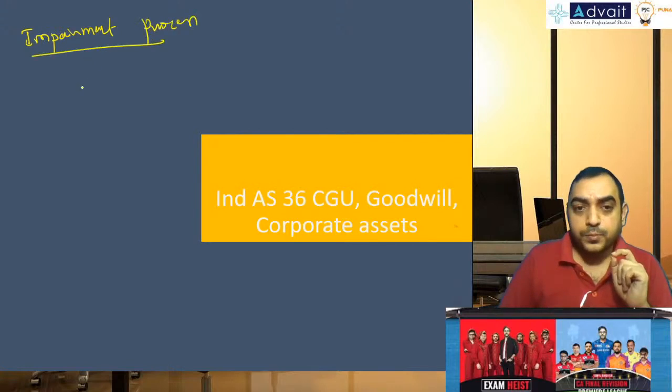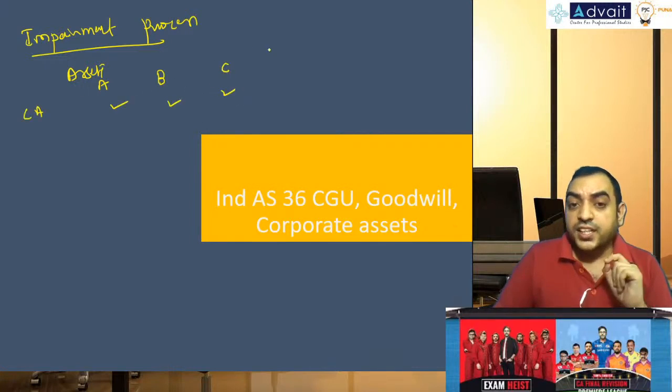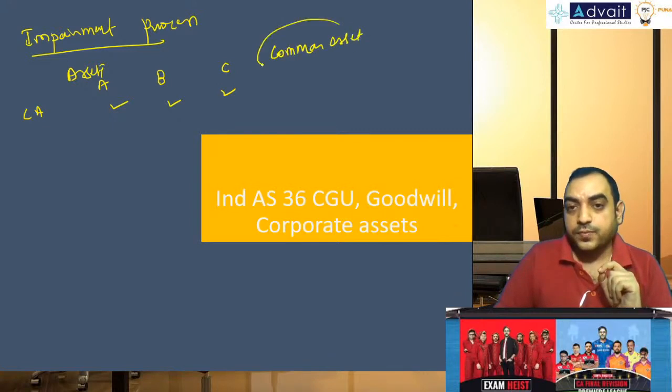Impairment process. Let's say there are three assets: asset A, asset B, asset C. You will have a carrying amount. There is one common asset, you can say corporate asset, common asset.